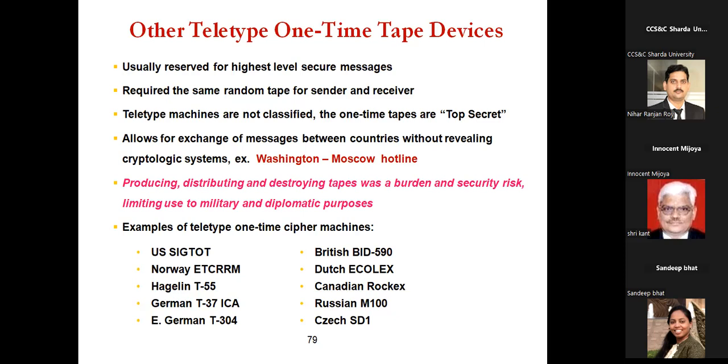Examples of some teletype one-time machines are these several machines I have simply named here: US SIGTOT, Norway Hagelin T55, German T77, German T05, British BID, Dutch Ecolex, Canadian Rockex, Russian M100, Czechoslovakian SD1. There are several messages they have destroyed. The problem is that producing, distributing, and destroying tapes was a burden and a security risk, limiting use to military and diplomatic applications so it cannot be used widely.